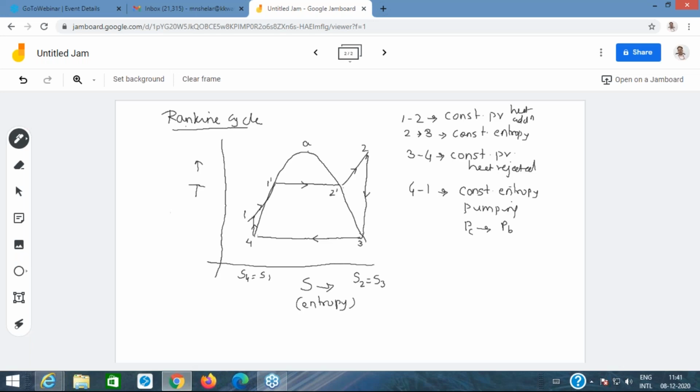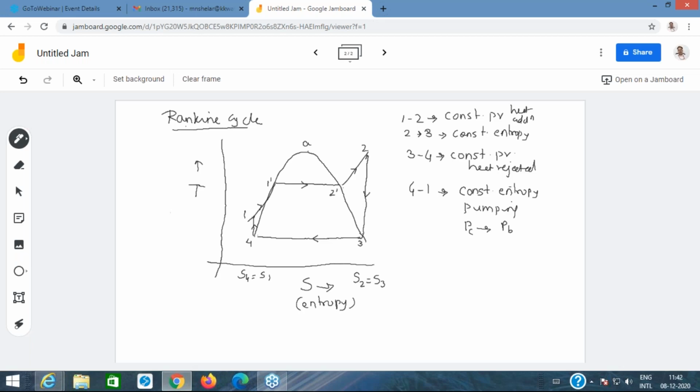Pressure drops down from P2 to P3, temperature drops down from T2 to T3, and the entropy remains constant. So it becomes a vertical line on a temperature entropy diagram. Followed by that, this would correspond to the turbine. This 2 to 3 would correspond to the actual process in the turbine. So that you have to remember.